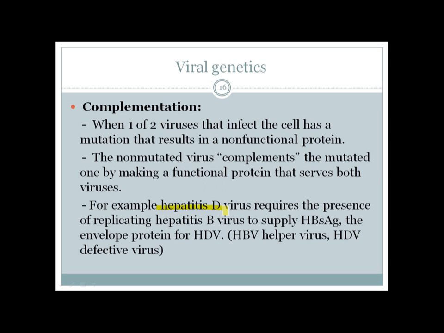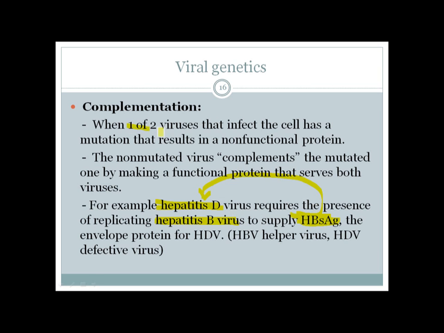It needs the hepatitis B surface antigen, so HBsAg, and HBsAg can be supplied by hepatitis B virus. So HBsAg comes over the hepatitis D virus and helps it to grow. So hepatitis D virus is a defective virus which is complemented by HBsAg with the help from hepatitis B virus. Okay, so this is complementation. So hepatitis B virus complements hepatitis D with HBsAg.